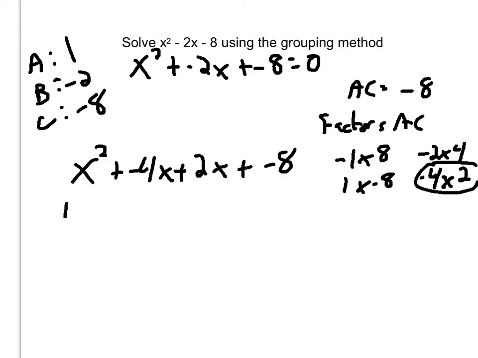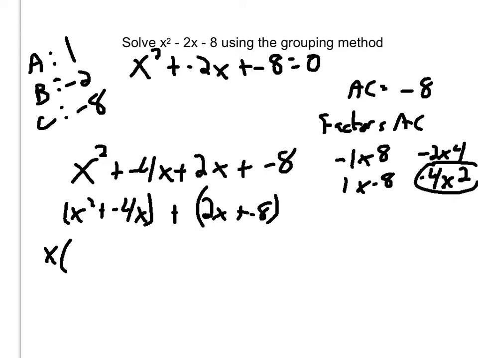Now I'm going to group them. So I'm going to have x squared plus negative 4x plus 2x plus negative 8. And we're going to pull out the greatest common factor of each set. The greatest common factor of x squared and negative 4x is x. And x times x gives me x squared, and x times negative 4 gives me negative 4x. Plus, pull out the greatest common factor of 2x and negative 8. That is 2. And 2 times x gives me 2x, plus 2 times negative 4 gives me negative 8.